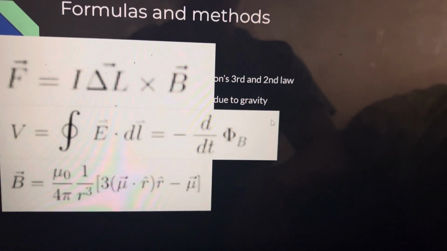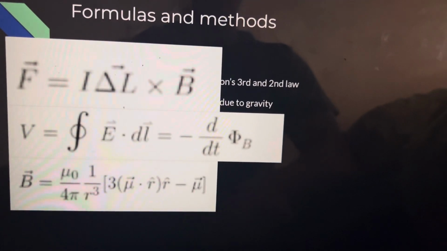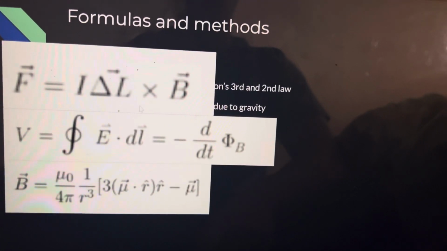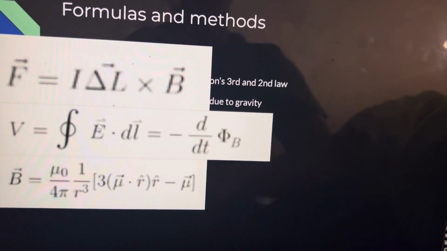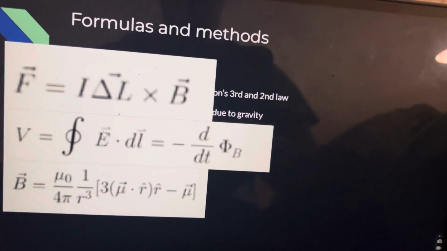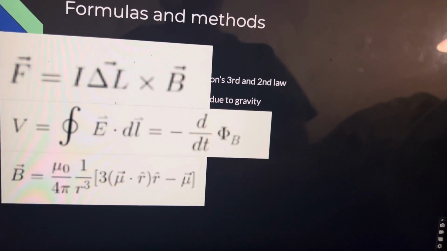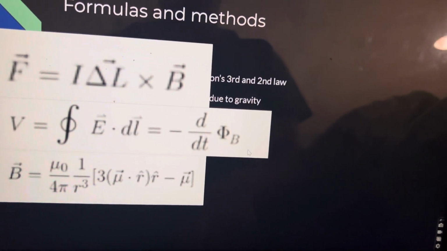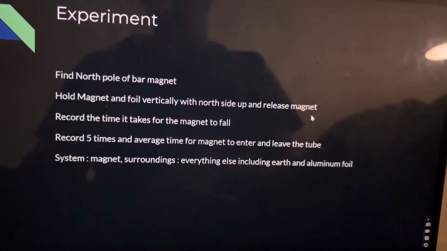For the formulas and methods, the most important fundamentals are the magnetic force on a wire carrying current, Faraday's law, which is of course a change in magnetic flux equal to the integral of the electric field or the EMF produced, the magnetic force on a magnetic dipole, as well as Newton's third and second law, and of course force due to gravity.